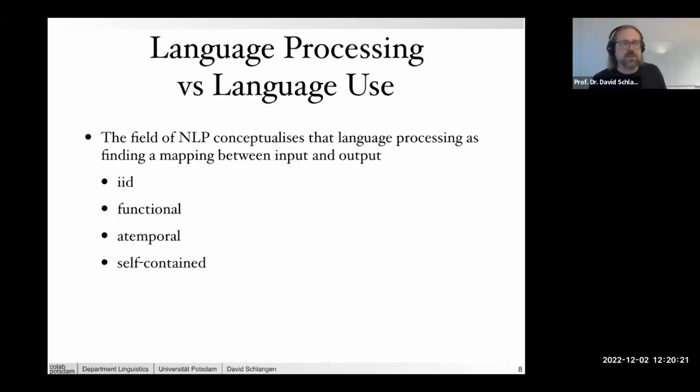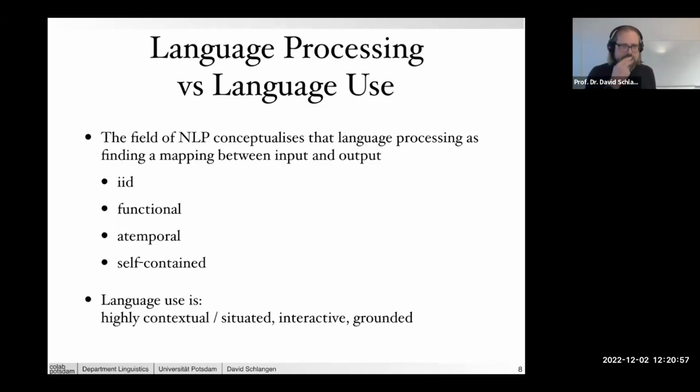We want them to be functional, so the same input has to lead to the same output at all times. We think about this as atemporal, so it doesn't matter, somewhat ironically, given that the field is called natural language processing, but the actual processing time, the actual act of processing, doesn't figure into this. It doesn't matter how long the processing takes, we care about the input and output relation. And we want those tasks to be self-contained and to refer to as little context outside of the individual instance as possible. And my claim here would be that language use works differently.